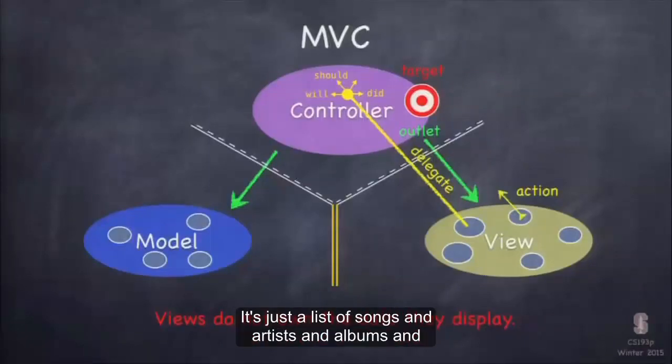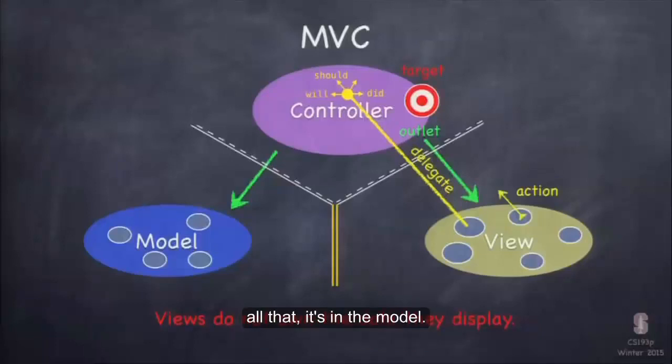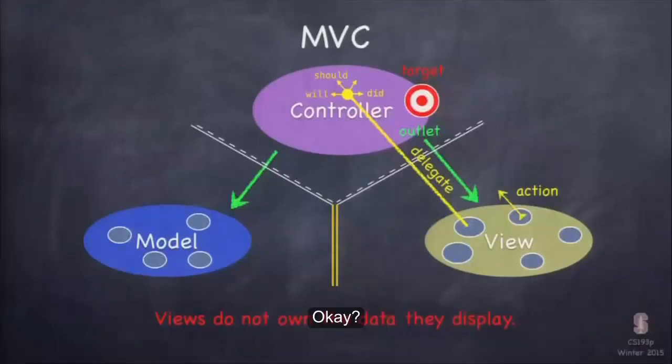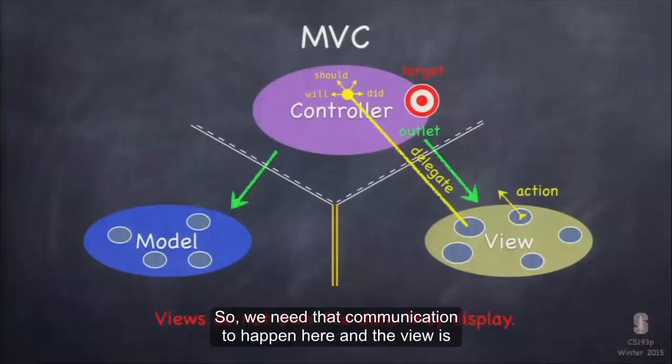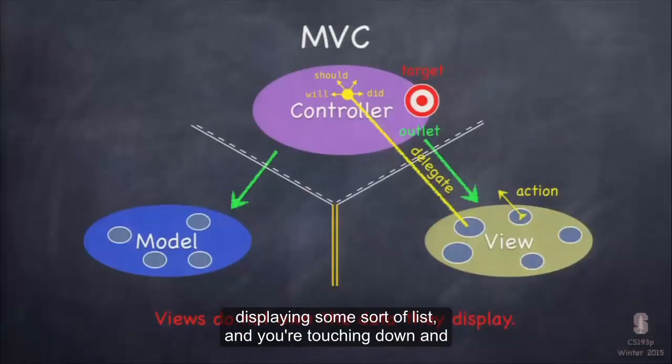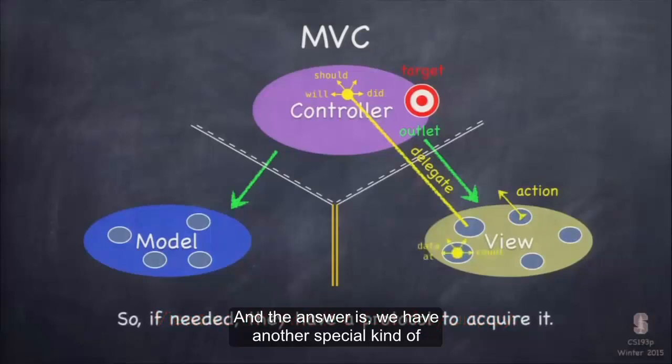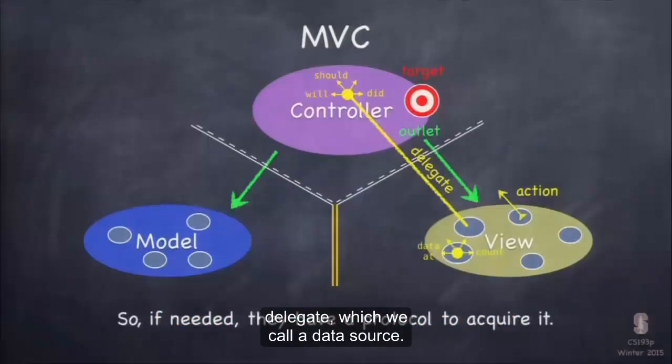It has nothing to do with UI. It's just a list of songs and artists and albums and all that. It's in the model. Some controller has to look at that database and tell a view how to display all those songs. So we need that communication to happen here, and the view is displaying some sort of list, and you're touching down and flicking on the list and trying to see more songs. How does that communication happen? And the answer is we have another special kind of delegate, which we call a data source.